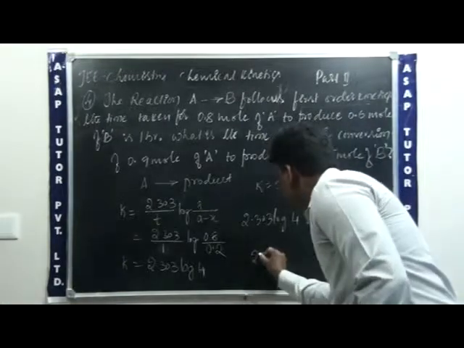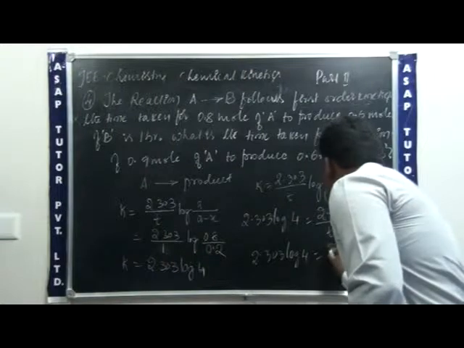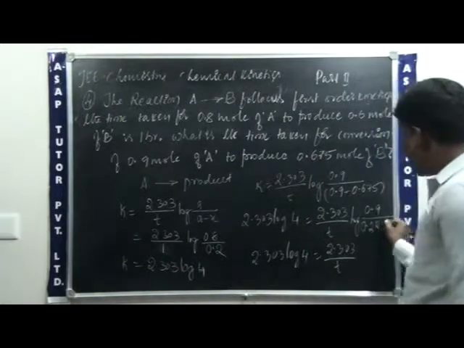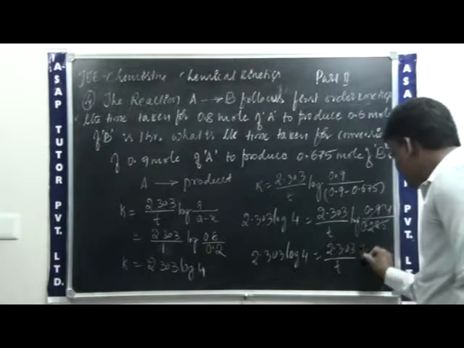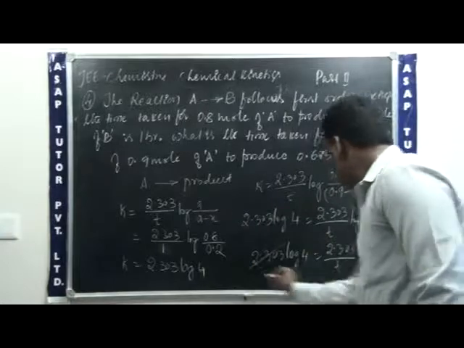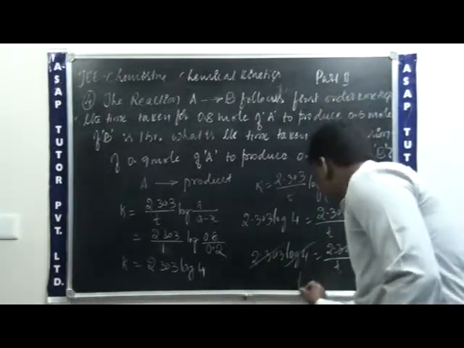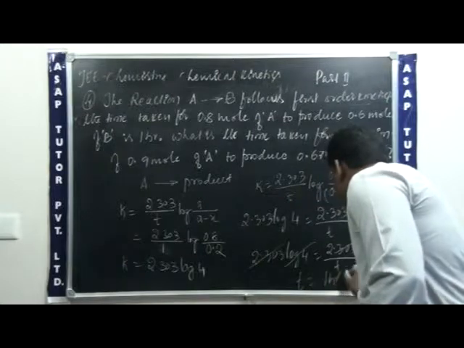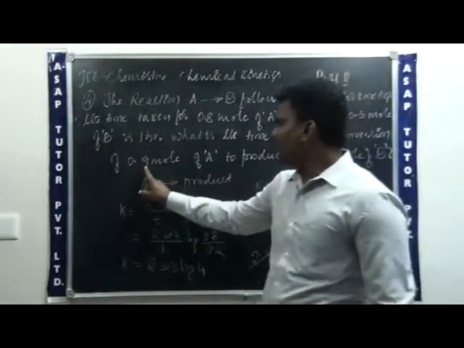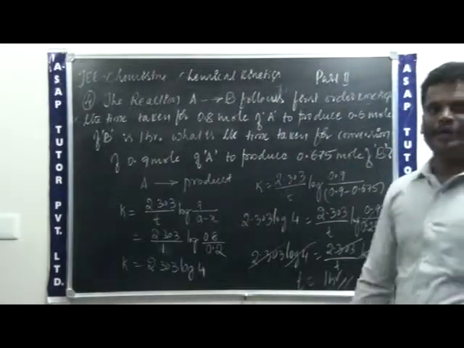Therefore, 2.303 log 4 is equal to 2.303 divided by T log of, if we divide this, we get 4, so it becomes log 4. Now, on both sides you can cancel 2.303 and log 4. Therefore, T is equal to 1 hour. It will take the same time to convert 0.9 mole to 0.675 mole of B.